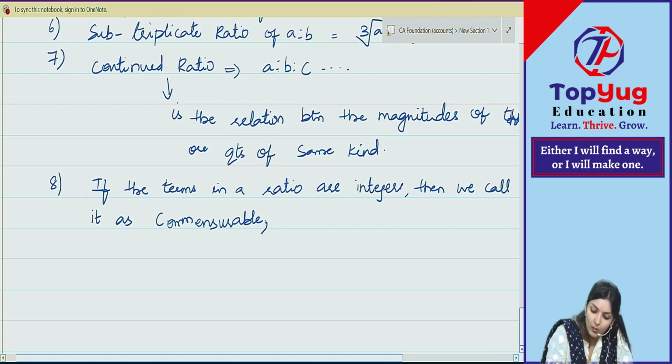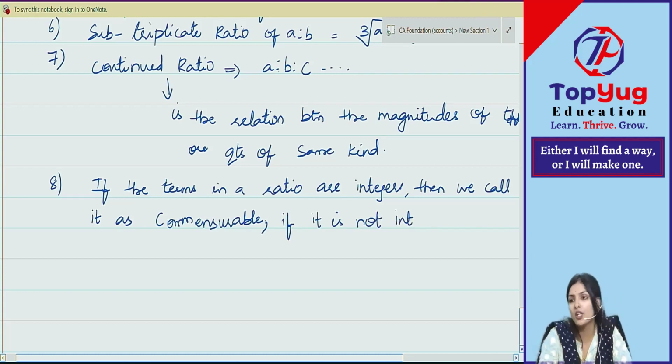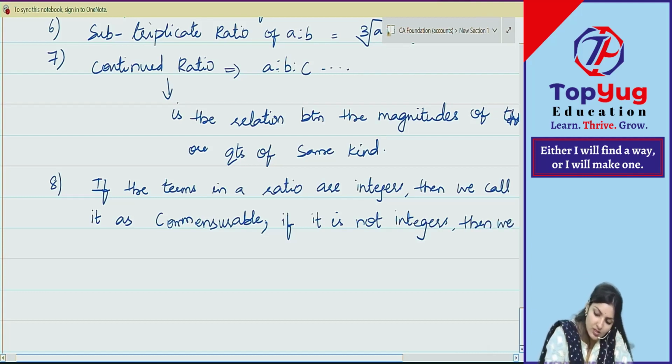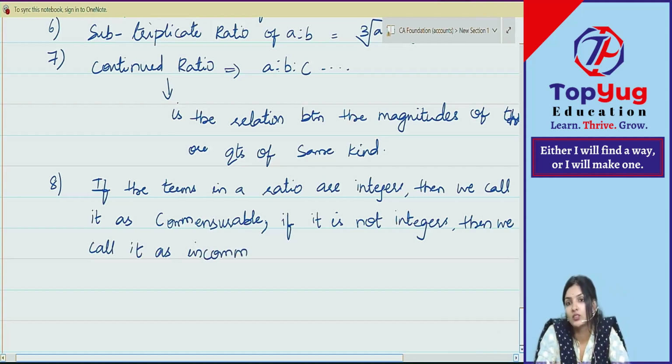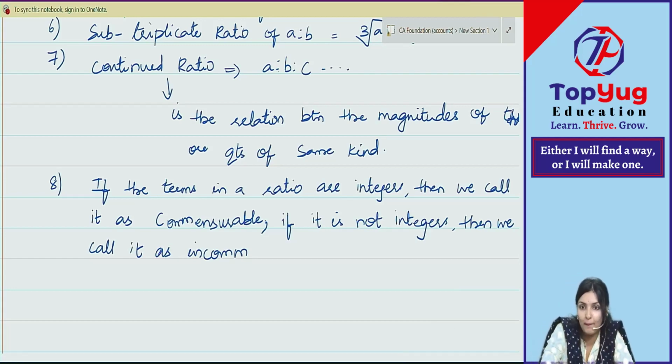Okay, comma, if it is not integers, बोले तो any rational numbers, fractions or whatever, है ना? What are rational numbers? What are rational numbers? बोलिए भाई. Fractions baba. Fractions are rational numbers. What are irrational numbers?